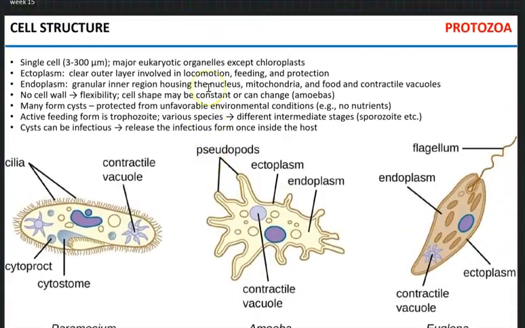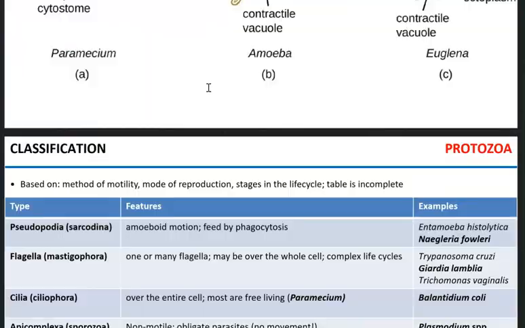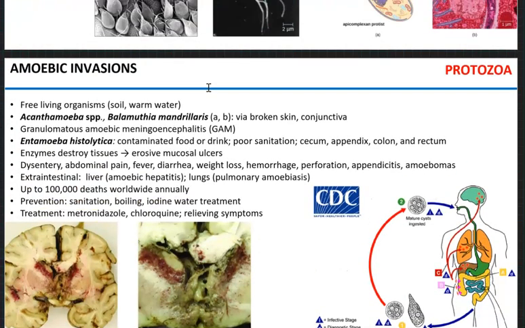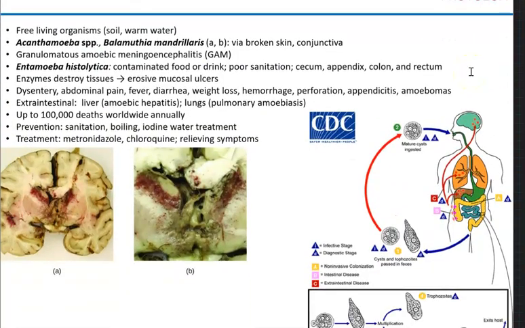So we already discussed the cell structure, the classification of protozoa. It's time to talk about some interesting pathogens. We're going to start with amoebae. First group of microorganisms among the amoebae are the genus Entamoeba and Balamuthia.